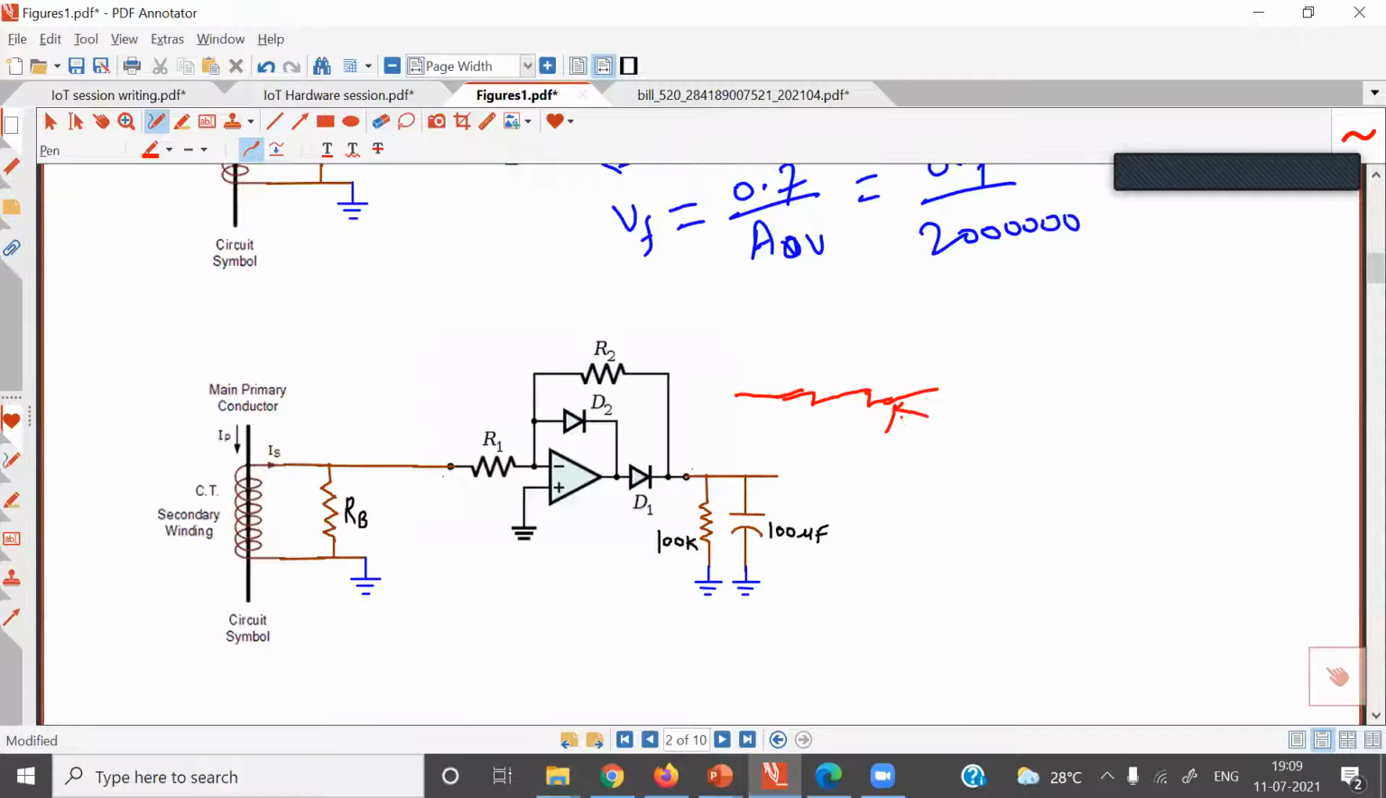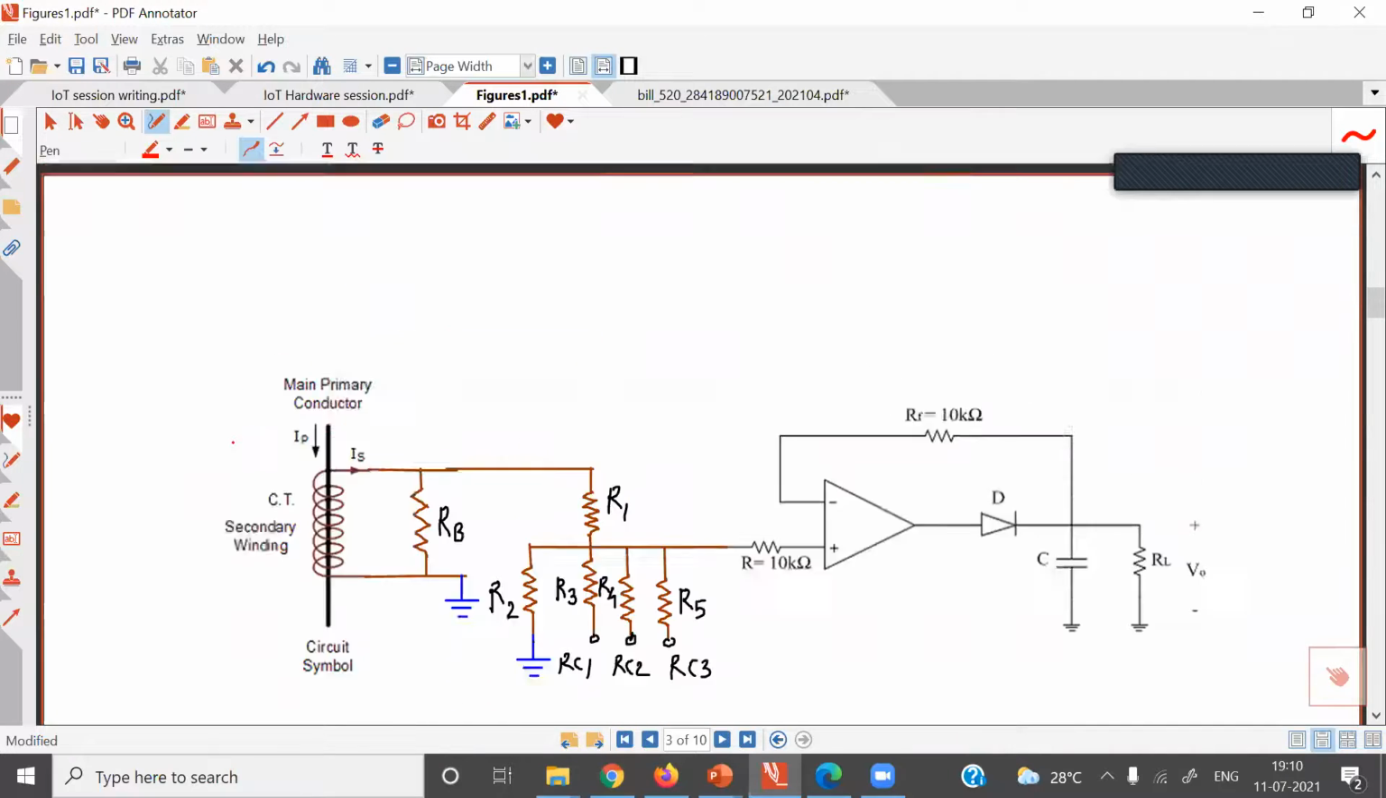So this voltage is directly proportional to the AC current flowing in the current carrying conductor. The current carrying conductor is here, the primary. So the DC voltage that we get at the output of this precision half wave rectifier is directly proportional to the AC current being measured.